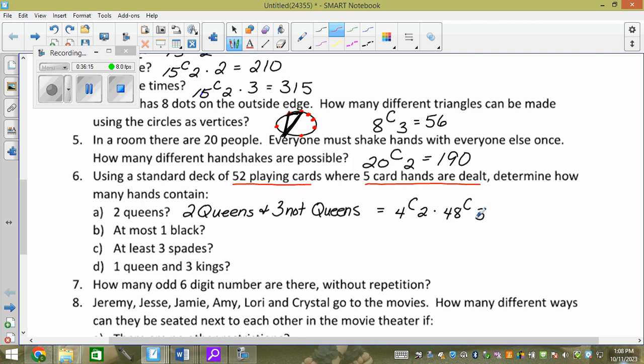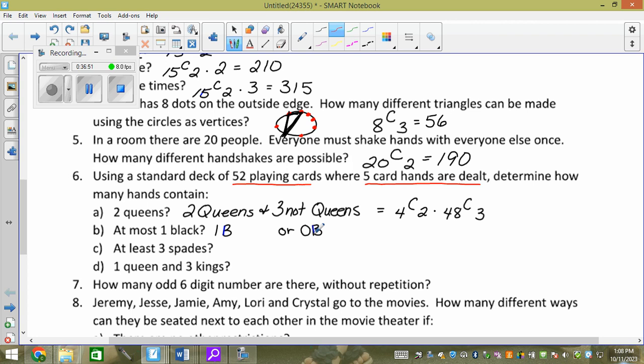Why is it 48? Because you have to take all the queens off, not just the ones you use, not just the 2, right? You have to do 52 minus all 4 queens. Yeah. At most 1 black. I have at most and I have at least. What's the problem with those? You're going to have cases. Okay. So at most 1 black means 1 or less, right? So we could have 1 black or 0 black.